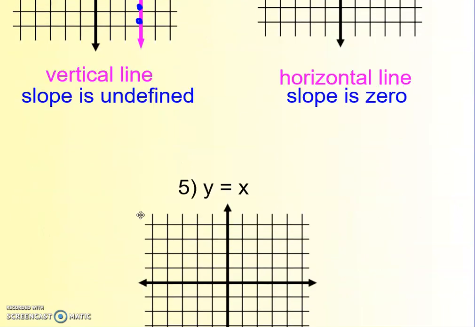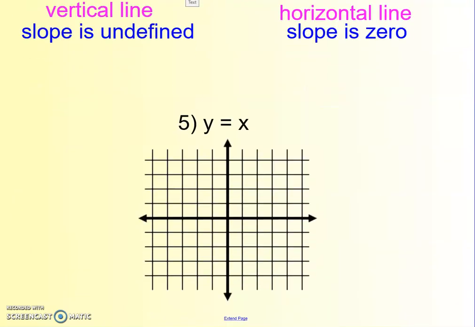The third special line is this one, y equals x. And if you start plotting points where y equals x, pick a number for x. X could be 3. Well, if x is 3, y has to be 3. And that point is right here. Pick another number for x. X could be 2. Y has to be 2. That would be here.